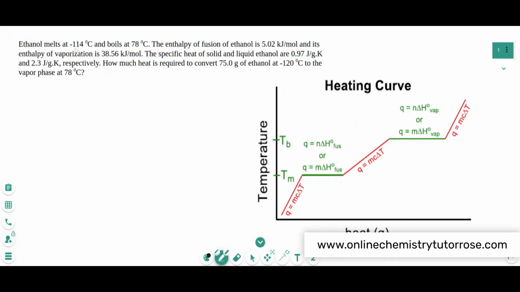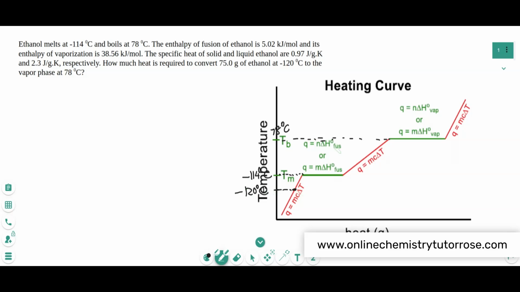Ethanol melts at minus 114 degrees Celsius and boils at 78 degrees. The enthalpy of fusion of ethanol is 5.02 kilojoules per mole, and its enthalpy of vaporization is 38.56 kilojoules per mole. The melting point of ethanol is negative 114 degrees, and the boiling point is 78 degrees Celsius. The question asks us to convert 75 grams of ethanol initially at minus 120 degrees Celsius. If you check where negative 120 degrees Celsius is on the graph, you'd find that it's below the melting point.